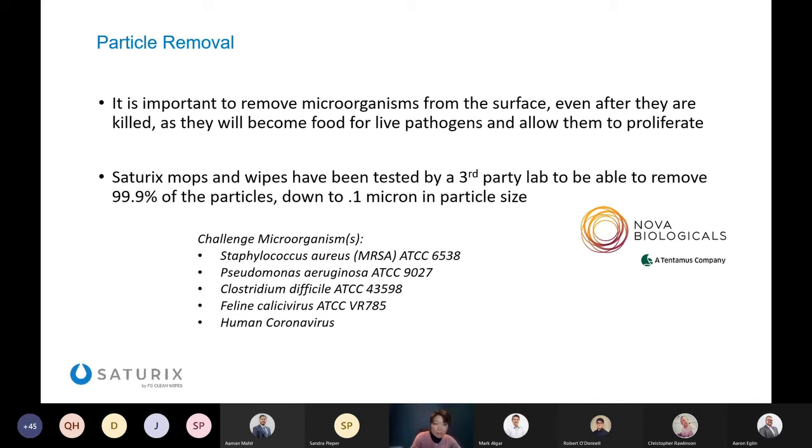Our mops have been third-party tested to remove 99.9% of the microbes, and this is the list of the viruses and bacteria that we tested. We even tested human coronavirus. Among all these, human coronavirus has the smallest particle size, which is just above 0.1 micron. This is just to show you that our microfiber is also effective at removing human coronavirus.